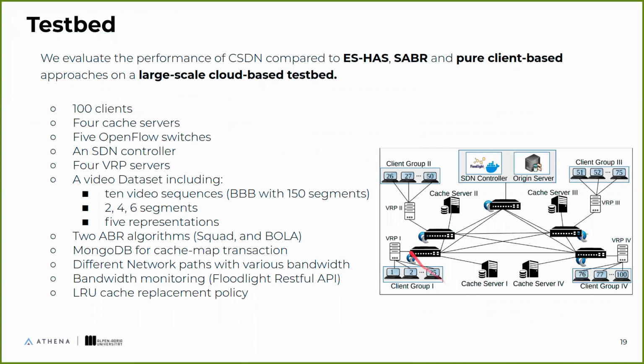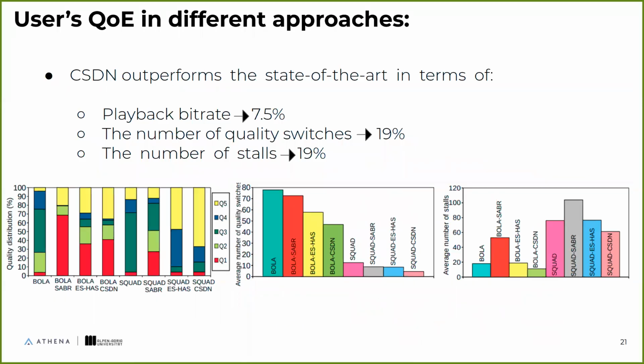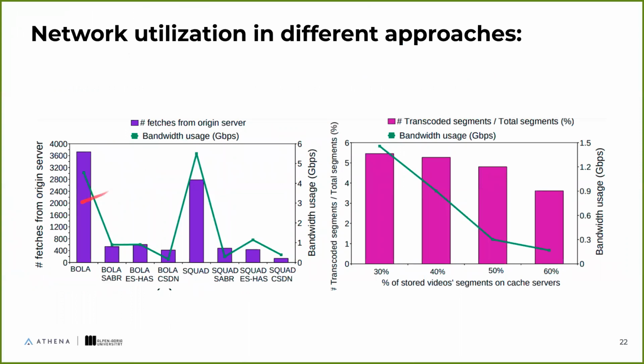For the evaluation, we design our testbed, including 100 clients in a real-world cloud-based environment, and compare performance of ESHAS with performance of CSDN, with ESHAS as a savior and pure client-based approaches. As you can see in these figures, we could improve not only users' QoE, I mean the playback bitrate, the number of quality switches, the number of stalls, but also we could improve network utilization in terms of number of fetches from origin servers and bandwidth usage. You can find the reason behind this improvement in the paper.